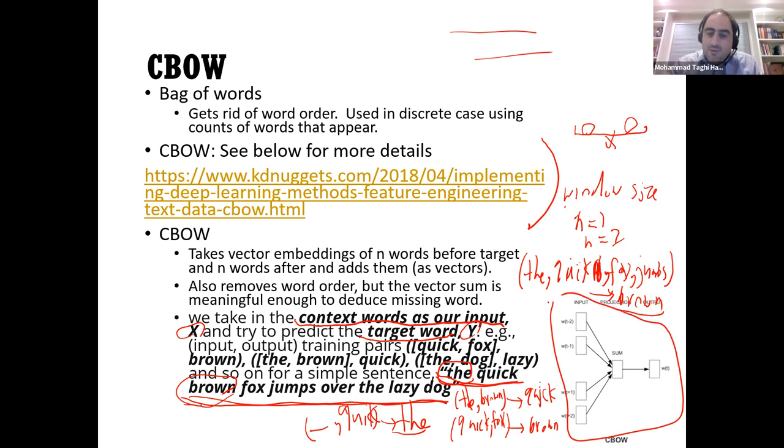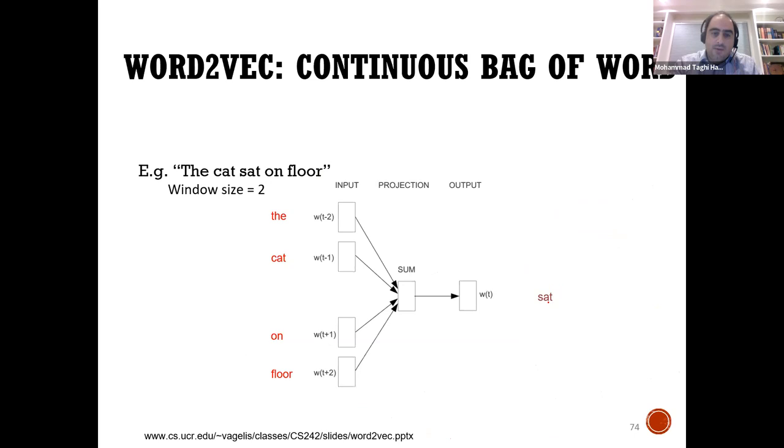When I train this neural net, for example, if you have "the cat sat on the floor", and the word window size is two, then I will give it two words before, "the cat", and then "on the" after. I will give that to this network. What should be the output? The output should be "sat". I will train it with all the data that I have.